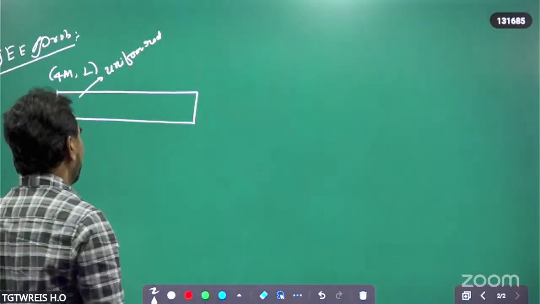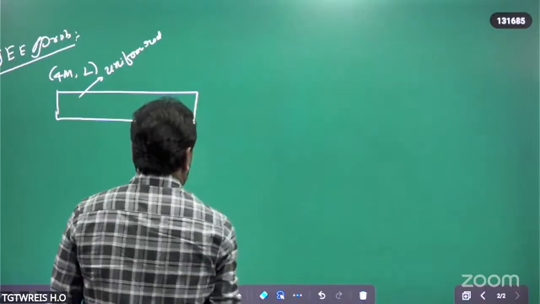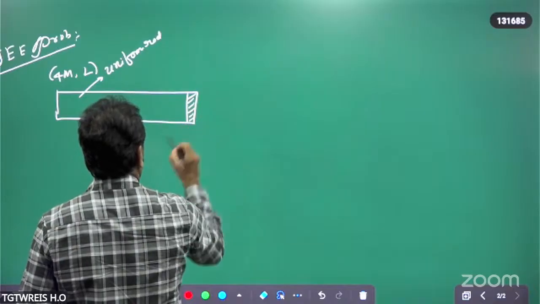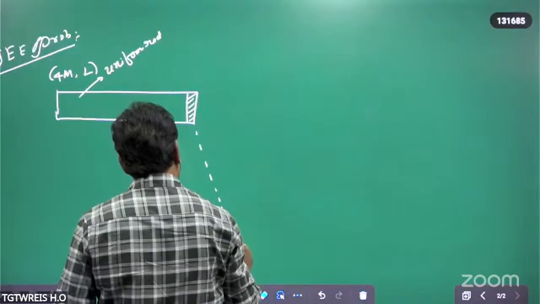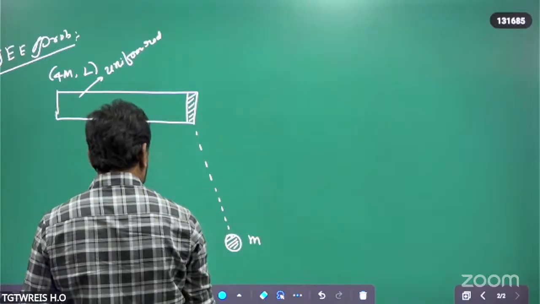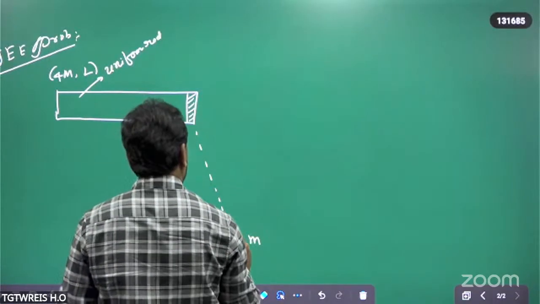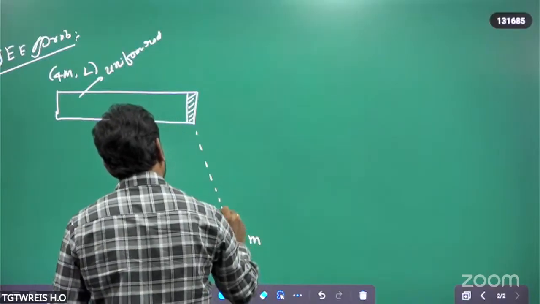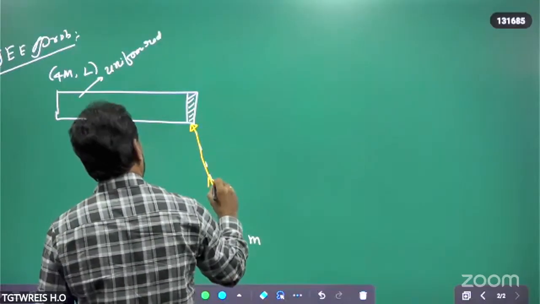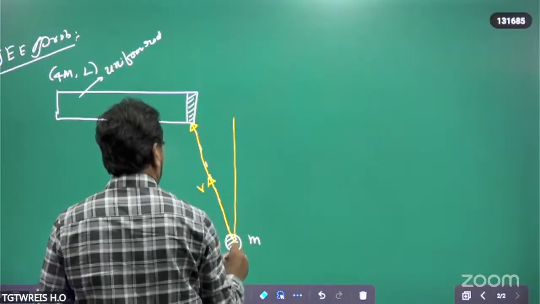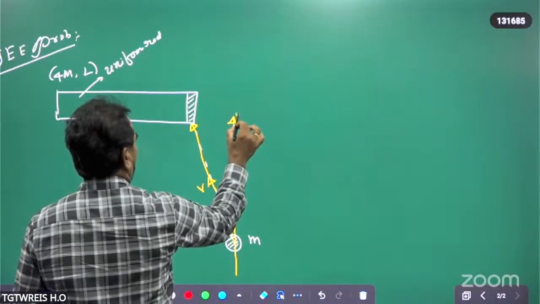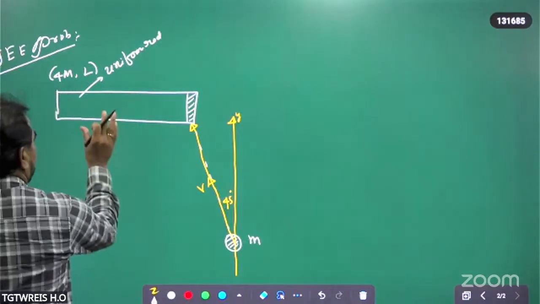From one end of the rod, a particle of mass m is projected with a velocity v, making an angle of 45 degrees with the y axis. Okay. And this rod would be pivoted. The center of the rod would be pivoted here like this.